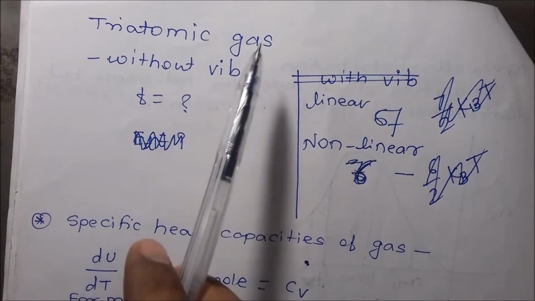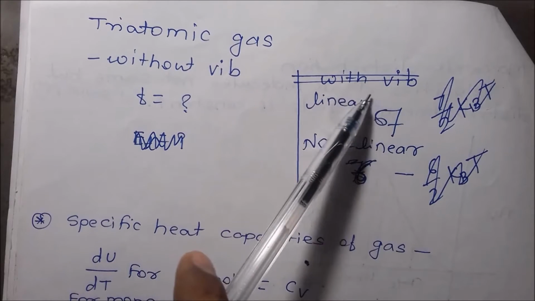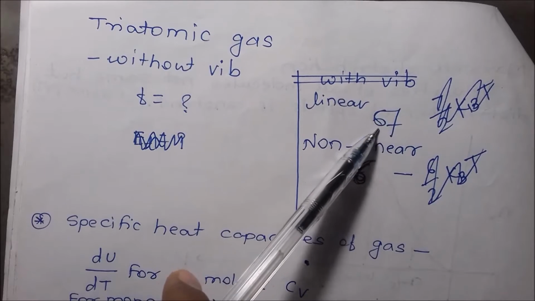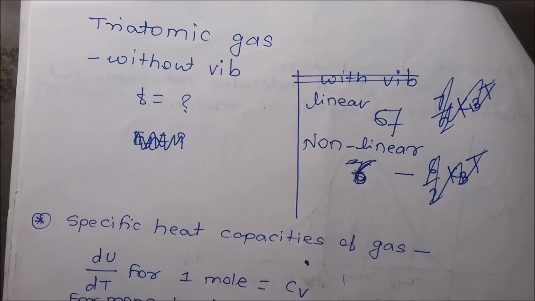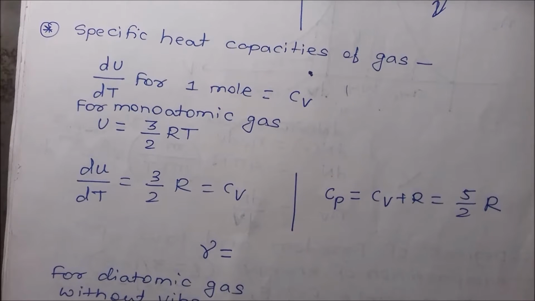For a triatomic gas, degrees of freedom without vibration: for a linear structure there are 7 degrees, for a non-linear structure there are 6 degrees. Then specific heat capacities of gas.